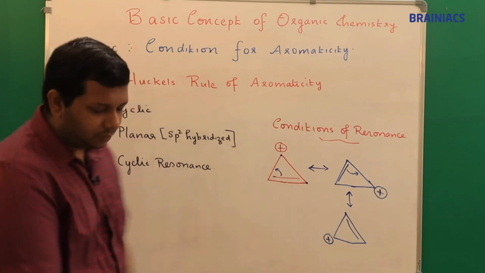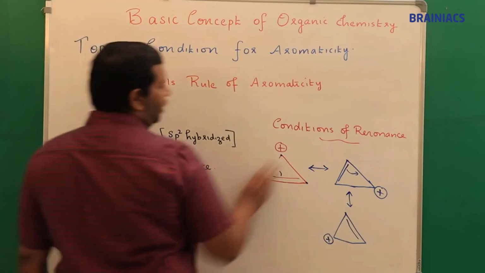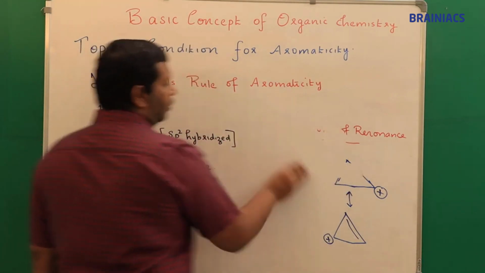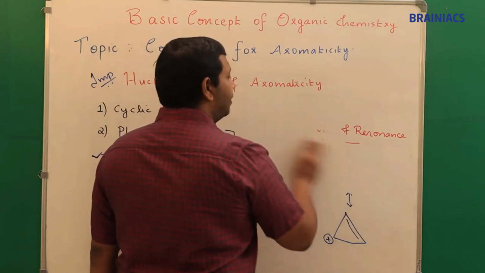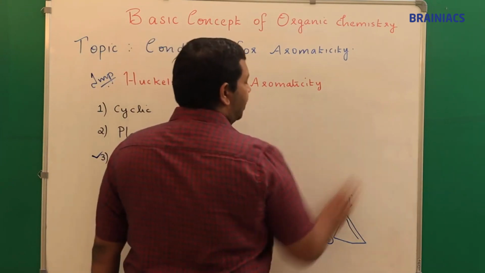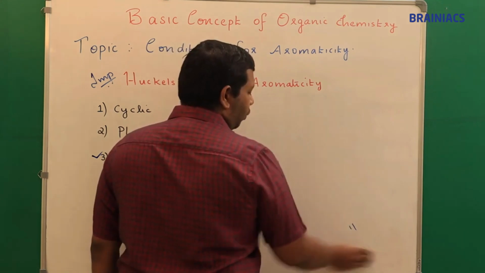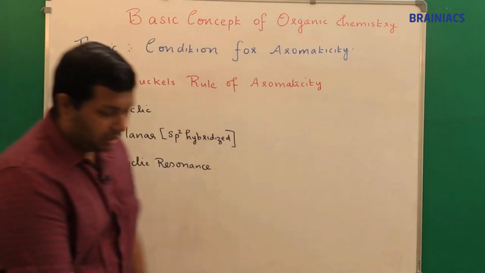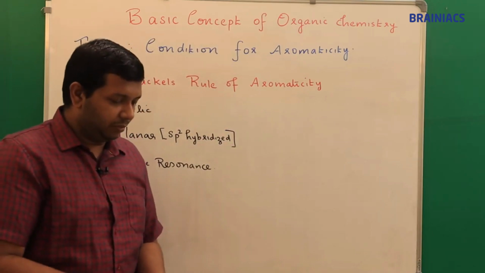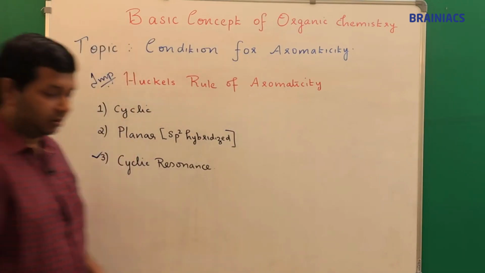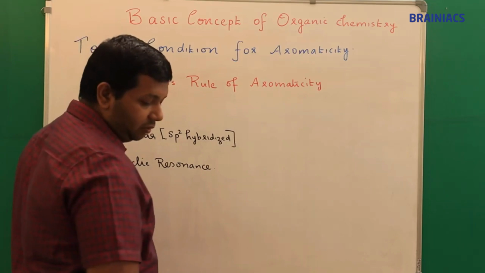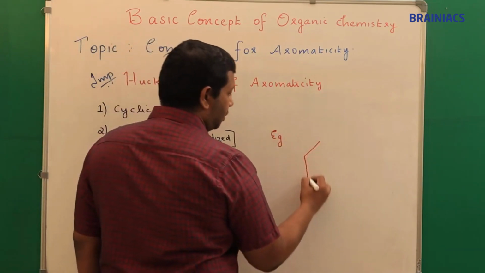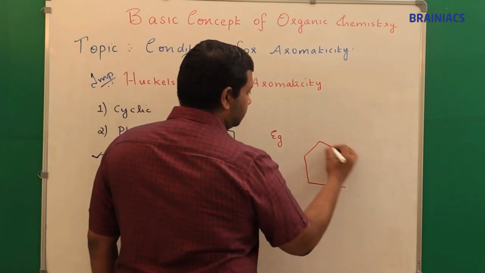Now let us learn how to check whether a given compound has cyclic resonance or not. If cyclic resonance is present, then one of my criteria is followed. That is what I need to focus on now. Let me draw some other examples and you need to tell me whether cyclic resonance is present or not. Let me draw one more structure.